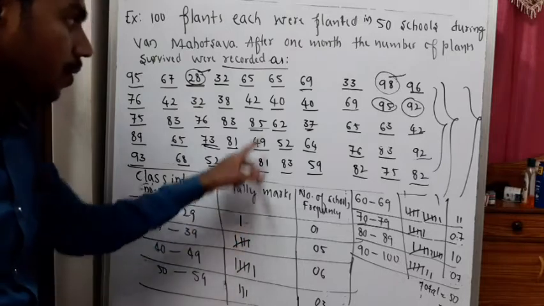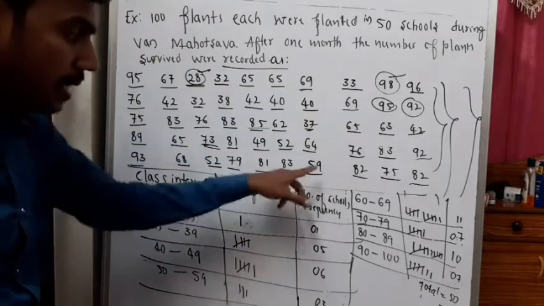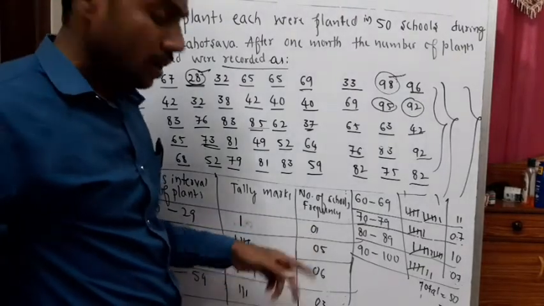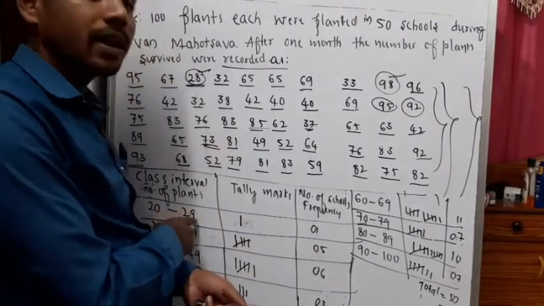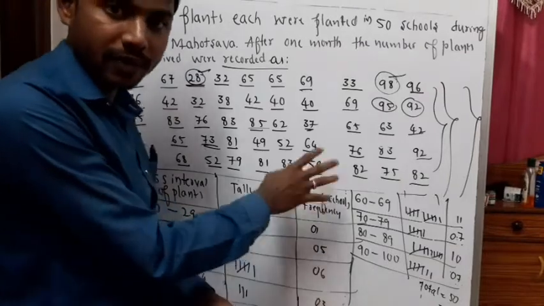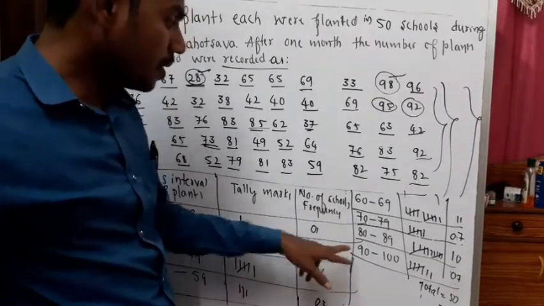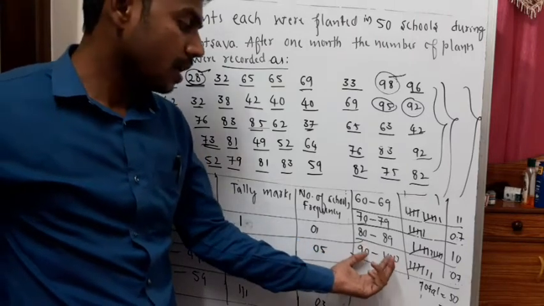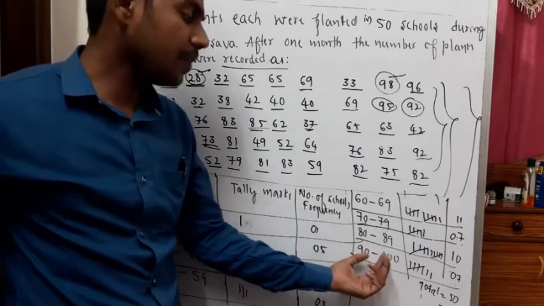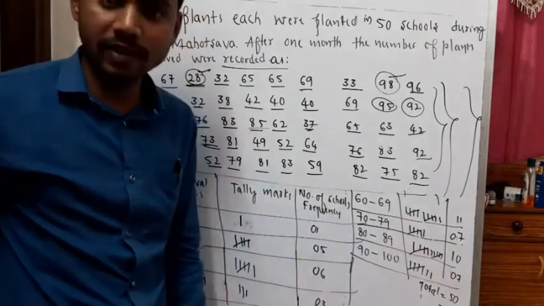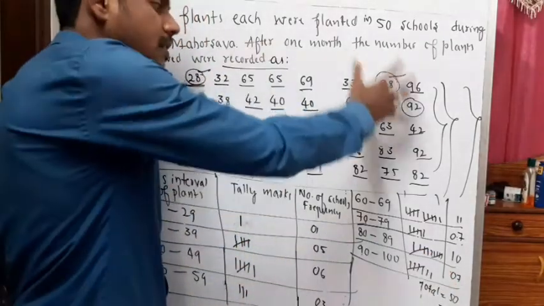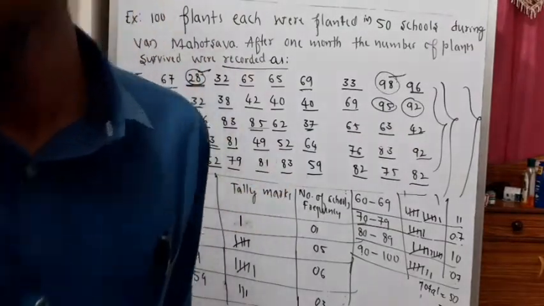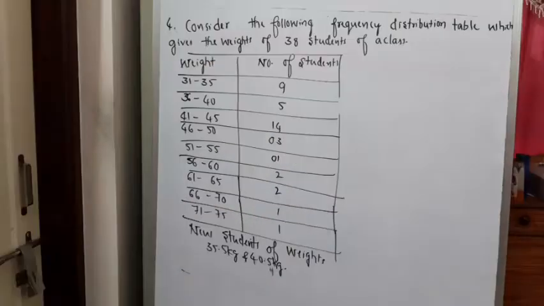Tally marks: while counting, we note it down. This is the frequency, the occurrence of this survival rate in number of schools. Suppose I say in between 90 and 100%, in how many schools is the survival rate in between 90 and 100? In 7 schools. That is the frequency. So this is how this data is going to be helpful. Please note this down. We'll go to the next example. So now, the fourth question.